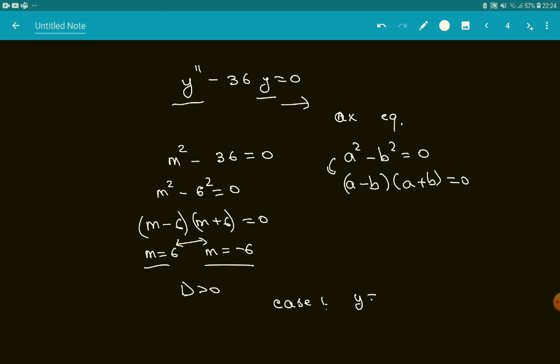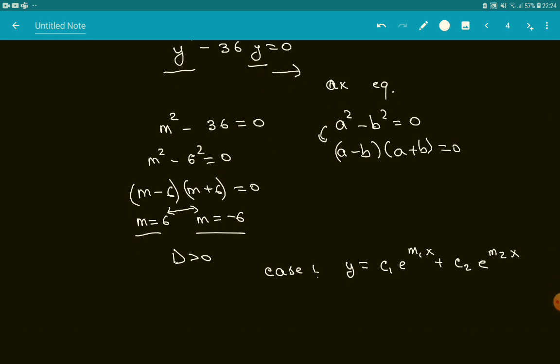So what was y equal to for case 1? It was c1 e^(m1x) plus c2 e^(m2x). We don't need to know c1 for now because it is not given. So y = c1 e^(6x) plus c2 e^(-6x). Yes, that is the solution and answer for the question.